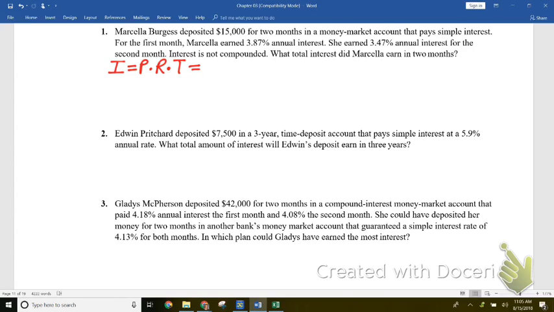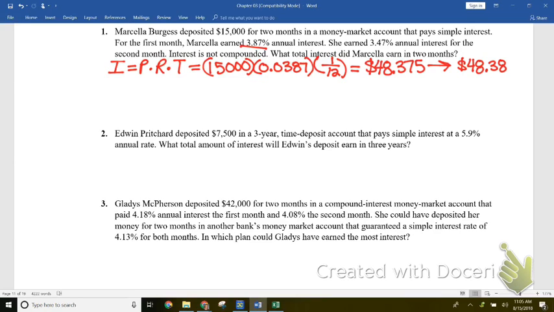For the first month, her principal is $15,000. And for the first month, her rate as a decimal would be 0.0387. And the time is 1 month, which is 1/12 of a year. Multiply that all out, and that works out to about $48.375. Now that doesn't make sense. We do have to round it off to the nearest penny, which would be $48.38 for the interest that she makes during the first month.